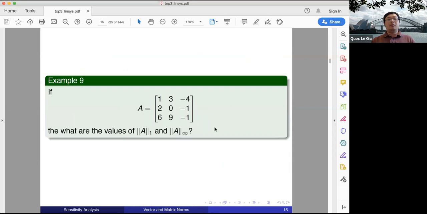So now we can compute what is the one norm, what is the infinity norm of this matrix. Okay. So now maybe you can do that as well, or maybe let me do it on a piece of paper.